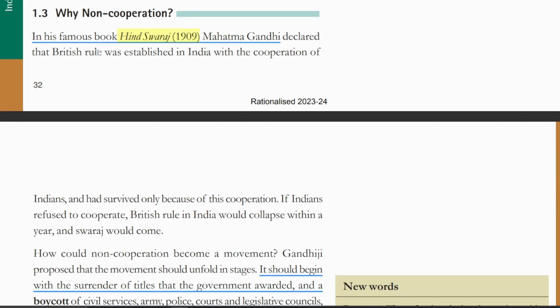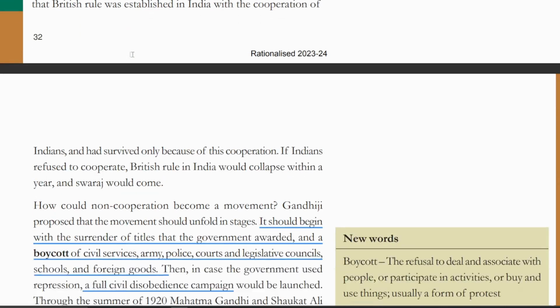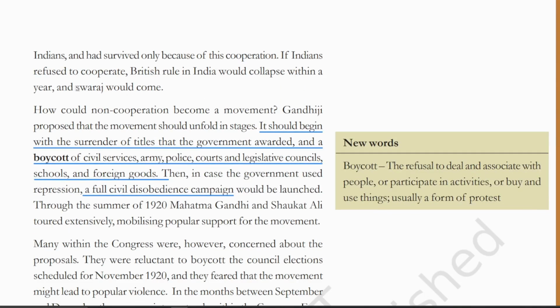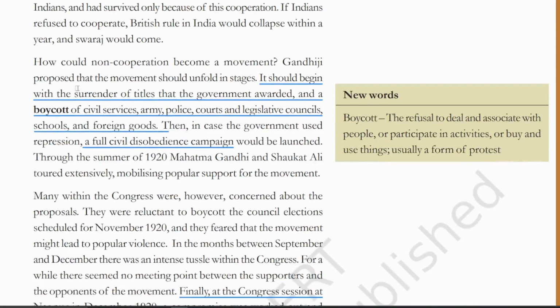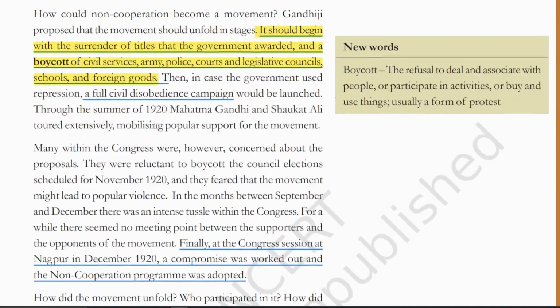Also, now, why non-cooperation? This is a sure MCQ. In Hind Swaraj, they'll ask who wrote Hind Swaraj, a direct question. Then this paragraph is about the civil disobedience movement. So it's only about the civil disobedience campaign.